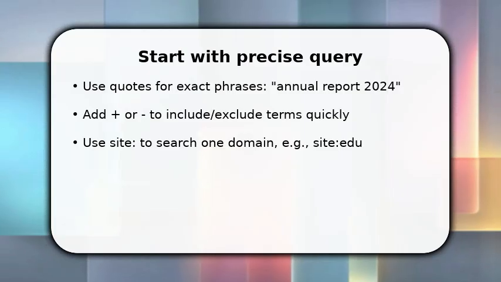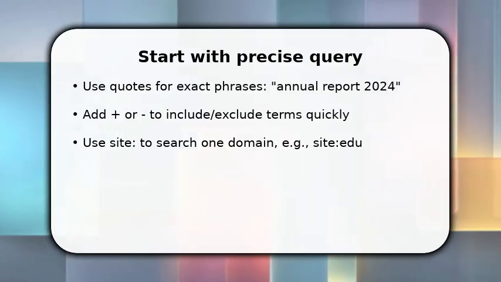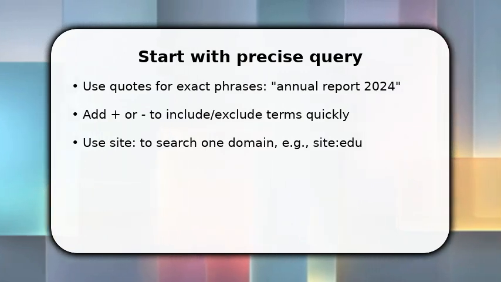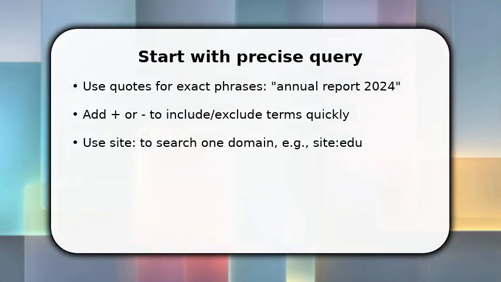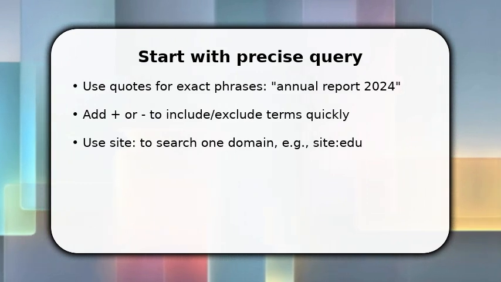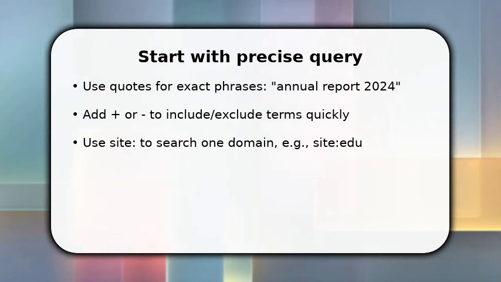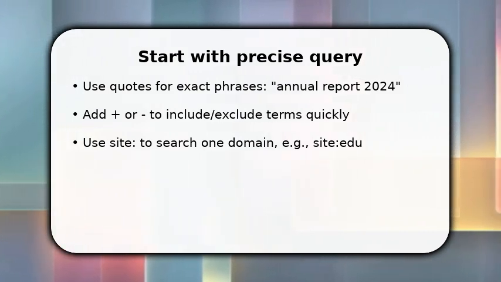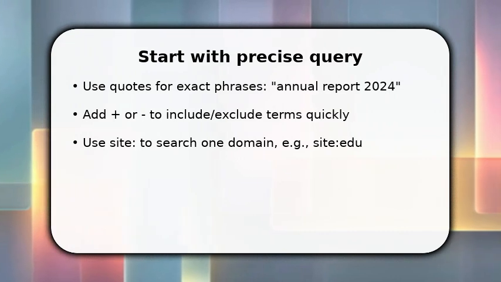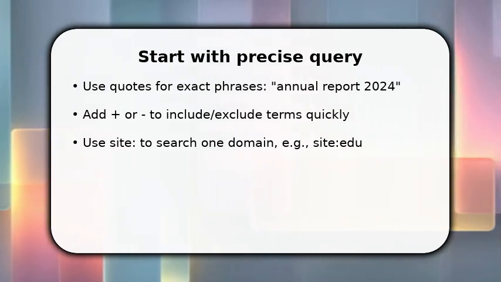You want results fast, so begin with a precise query. Type the exact phrase in quotes to lock word order. Once done, add a minus sign to drop noise or use a plus to insist on a term. Make sure to target a domain with site: when you need authoritative sources. These first steps cut clutter and push relevant pages to the top.